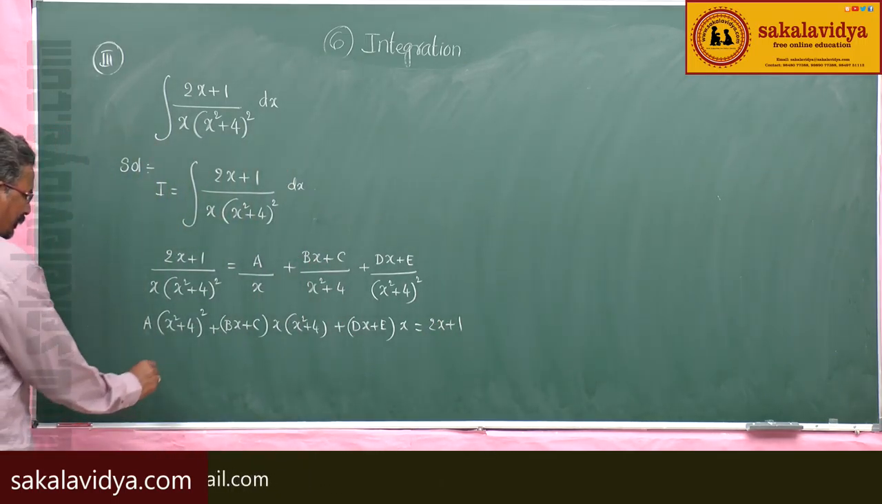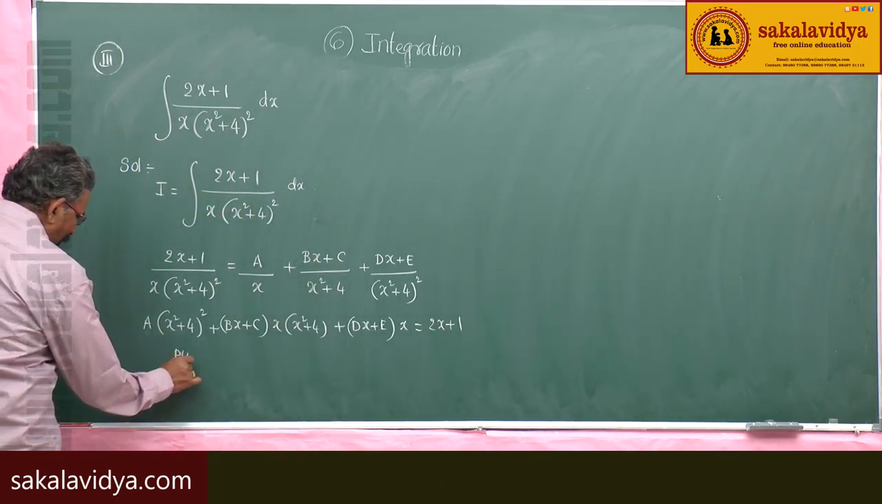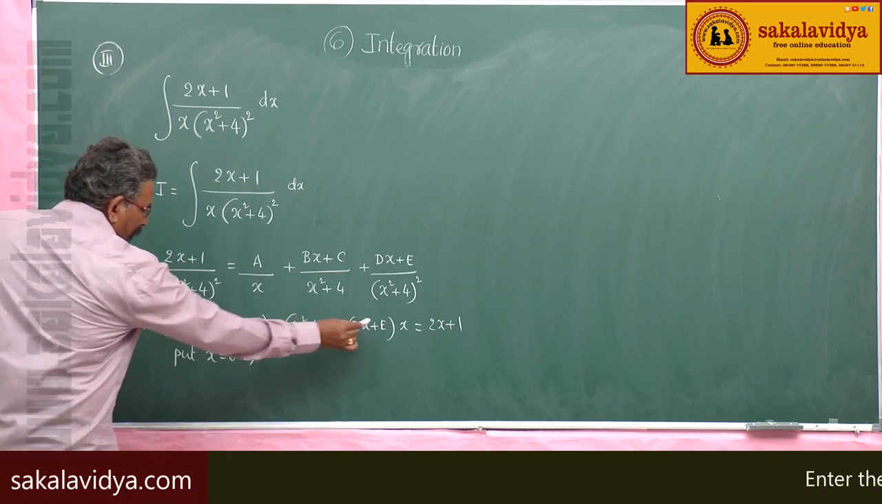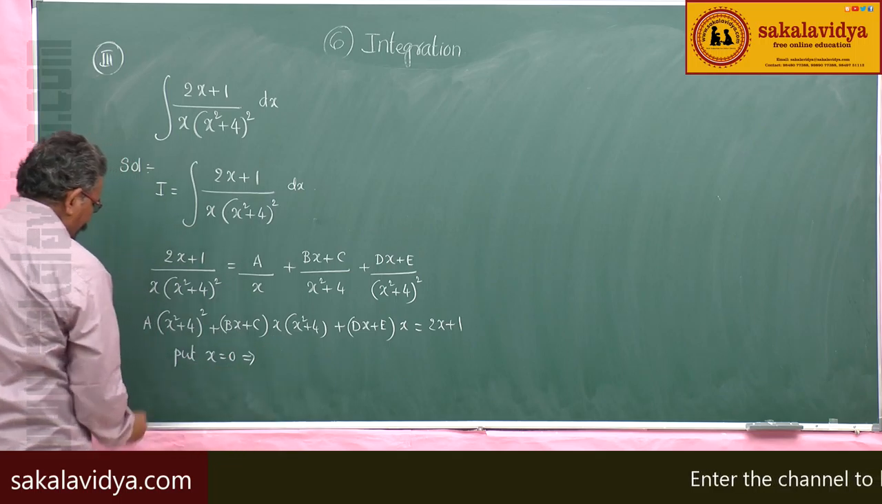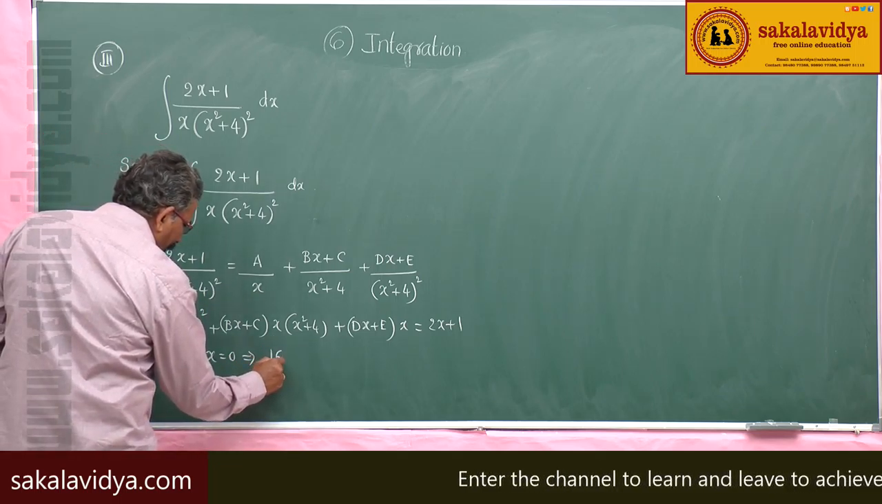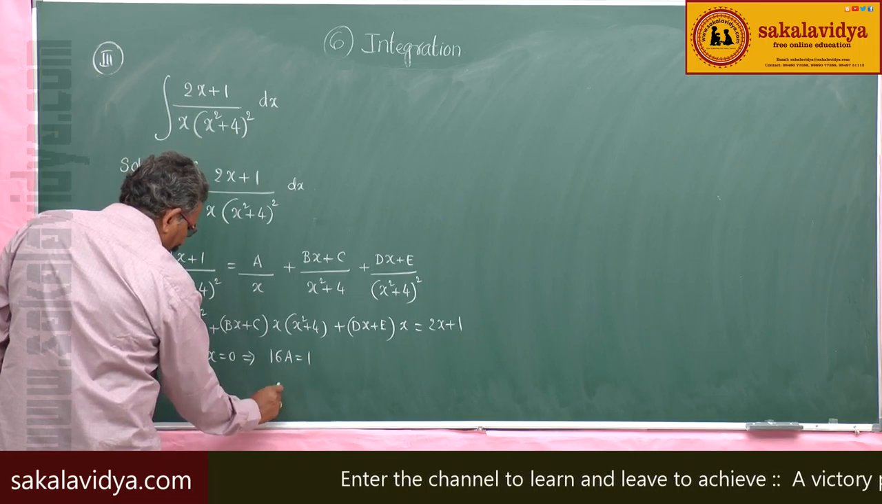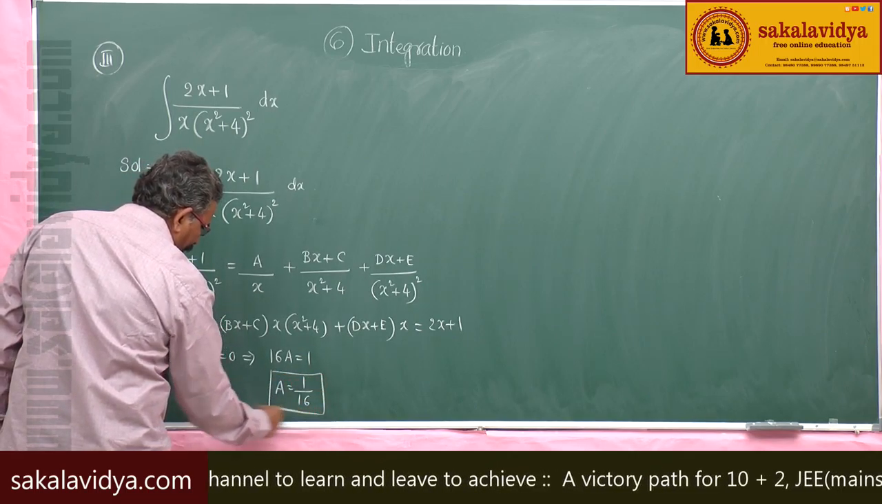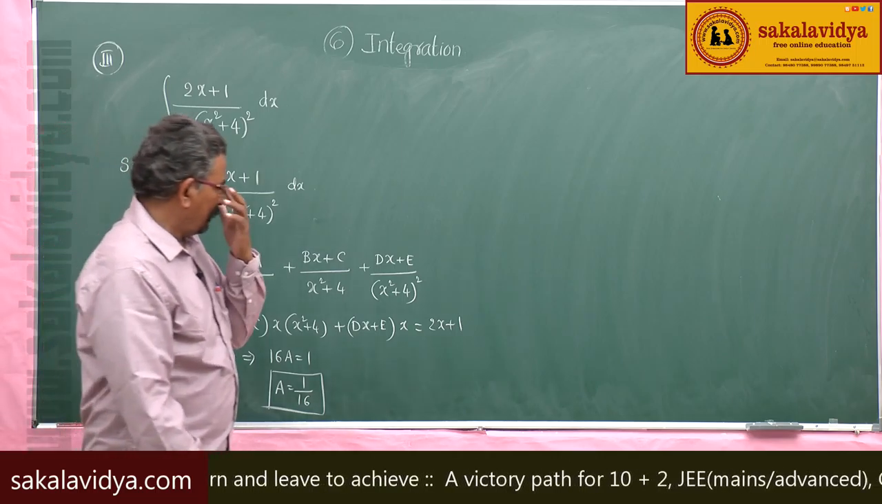Put x equal to 0. These two terms become 0, and we get A times (0 + 4)², which is 16A, equal to 1. So A equals 1/16.